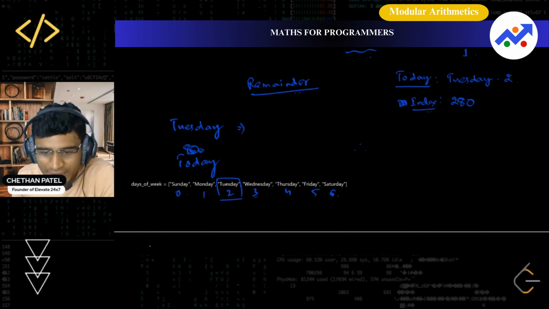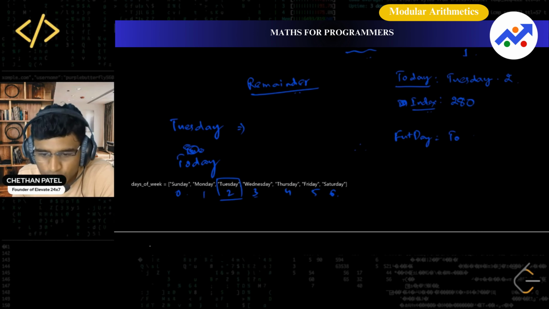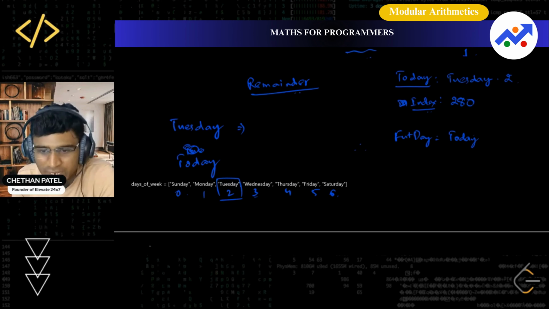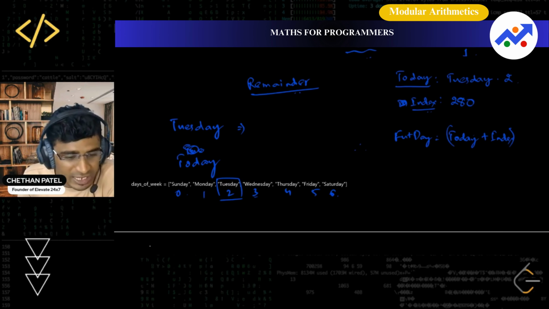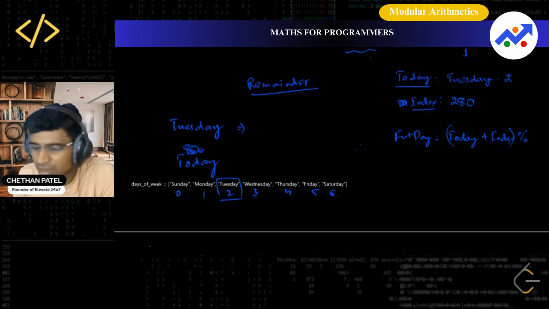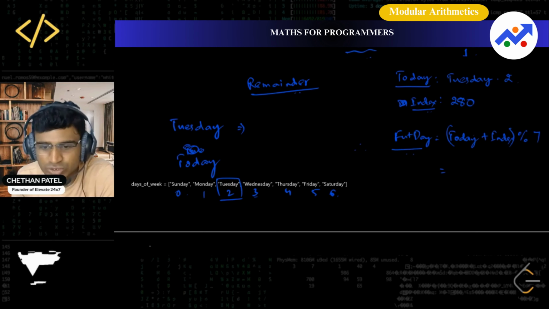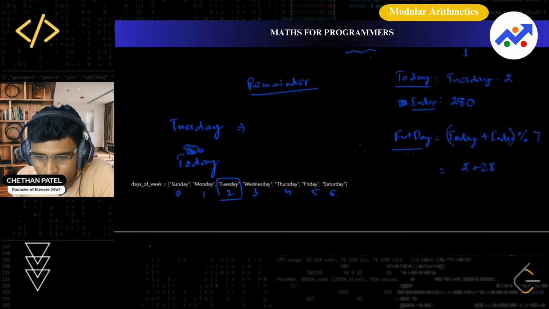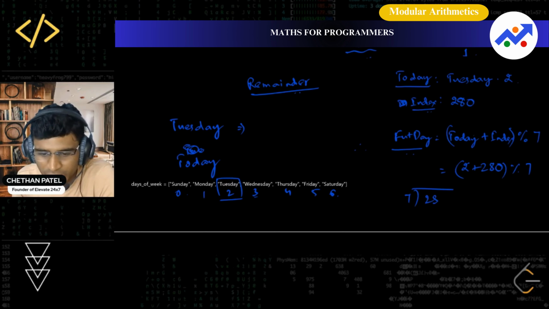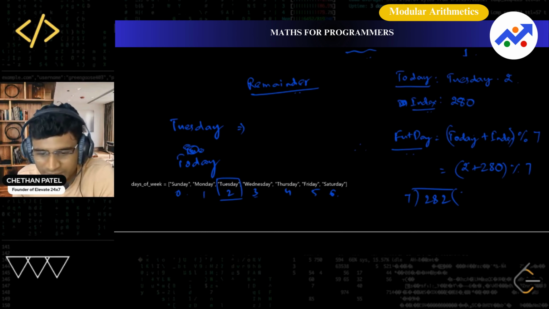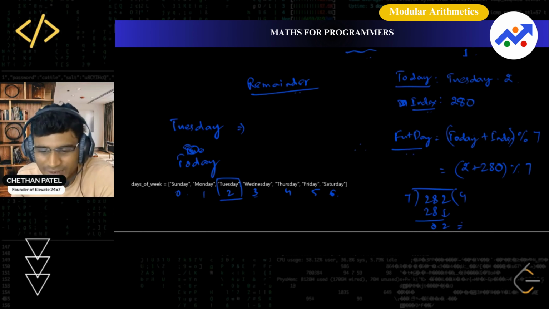So now what I can write is the future day: today's numerical format, which is Tuesday, and the index. We have 7 days of a week, so if I get a remainder, this would give the future day. Today is 2, correct? Index would be 280, and modulus 7. So 7 into 280: 7 fours are 28, so I get 0, and I take this 2. I can't divide 2, so we will get remainder as 2.